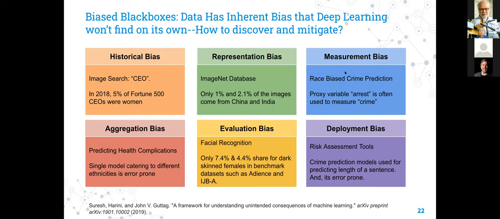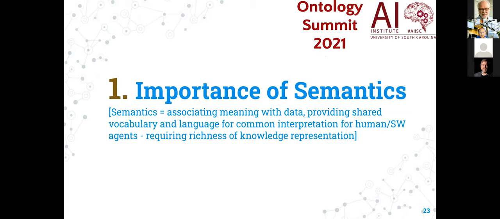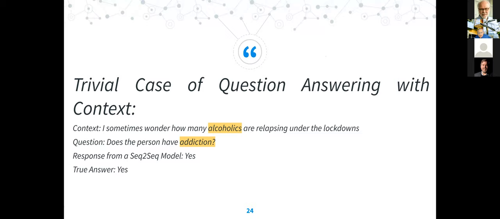Now, the other interesting thing is that there are a lot of biases for these black box approaches. Some of them, for example, historical bias: so few percent of the CEOs have been women that you may get an idea that a CEO must be a man. Or in ImageNet, only 1% of the images come from China. Again, you'll get a lot of bias and so on and so forth. This is something we understand very well. I think knowledge graphs can be a very important way to identify these biases and to complement the limitations thereof. So let's look at a relatively trivial case of question answering.